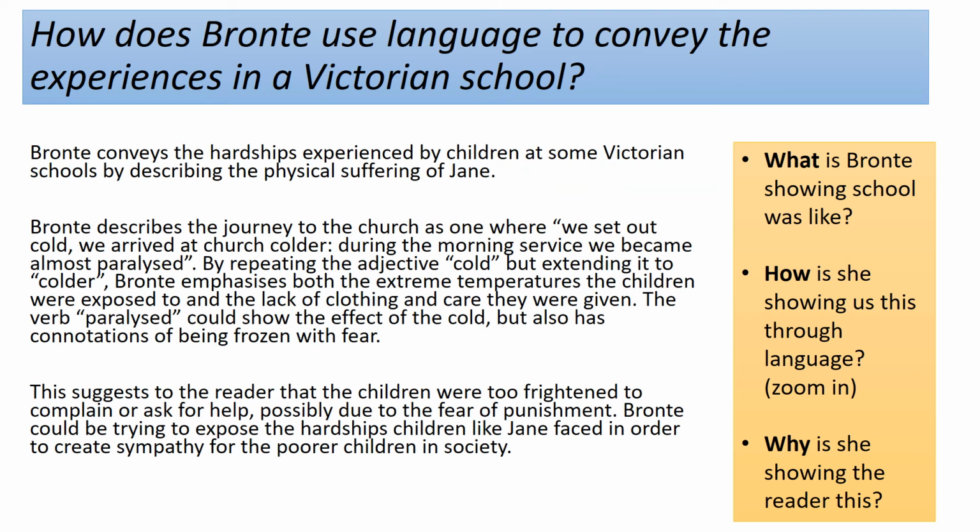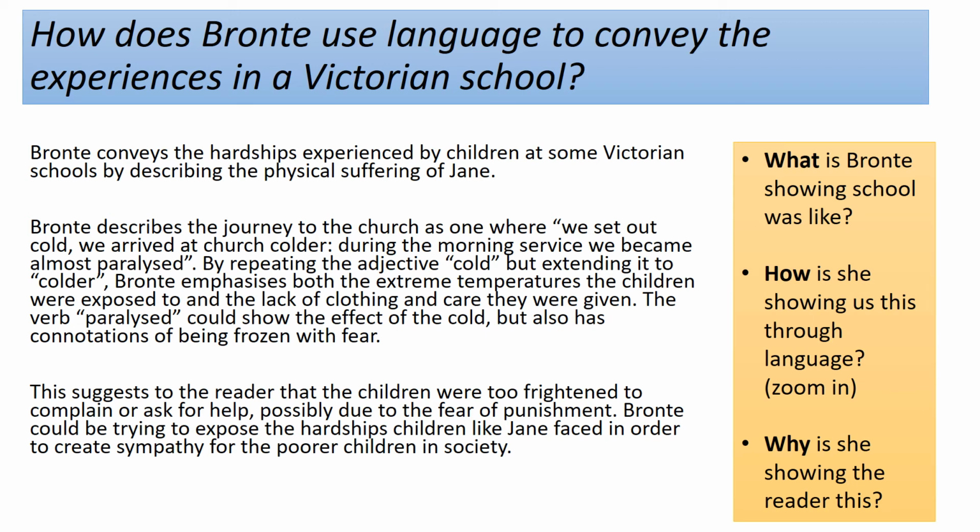Now that you've got some great annotations on all of those quotes, it's time to write up our ideas in order to answer today's question, which is at the top of your screen there. How does Bronte use language to convey the experiences in a Victorian school? So we're going to use the what, how, why structure that you should be familiar with from lessons, but if you're not, it's on the right hand side of the screen there. And I'm going to take you through an example to show you how you can now write a really clear but detailed paragraph in order to change your annotations into analysis.